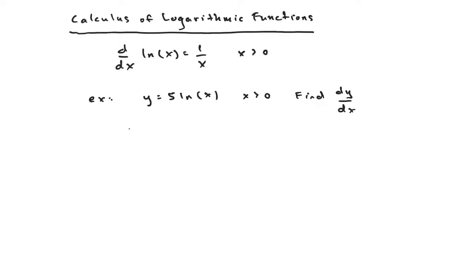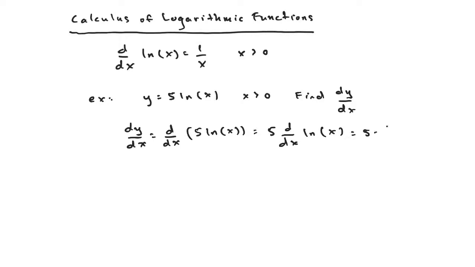All right, then dy dx is equal to d dx of 5 times the natural log of x. And then I can use the constant multiplier rule and pull out the 5 in front, and that's d dx of the natural log of x. And now we have this rule that tells us that d dx of the natural log of x is equal to 1 over x. So this here is 5 times 1 over x, which is 5 over x. Okay, so that's probably the simplest way to extend this rule to something a little more complicated.